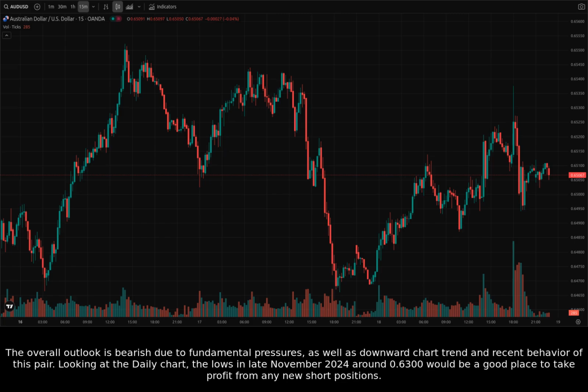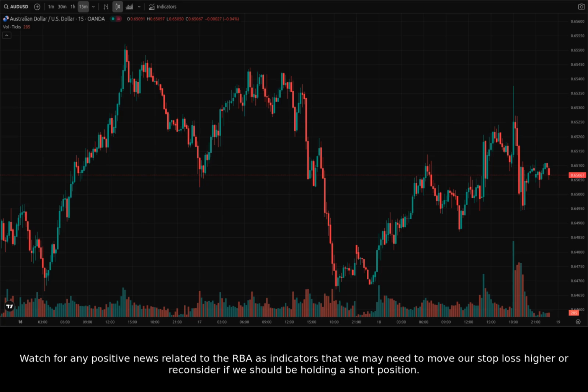The overall outlook is bearish due to fundamental pressures, as well as downward chart trend and recent behavior of this pair. Looking at the daily chart, the lows in late November 2024 around 0.6300 would be a good place to take profit from any new short positions. Watch for any positive news related to the RBA as indicators that we may need to move our stop loss higher or reconsider if we should be holding a short position.